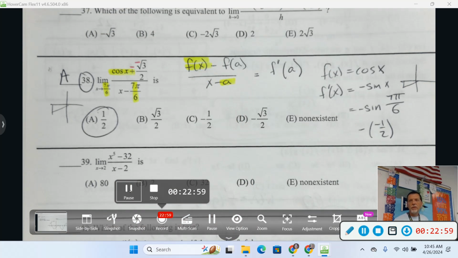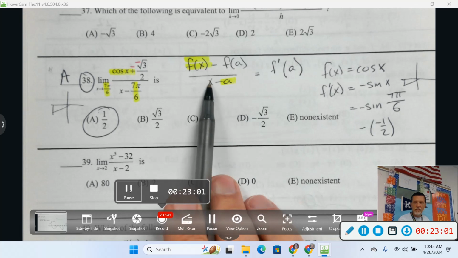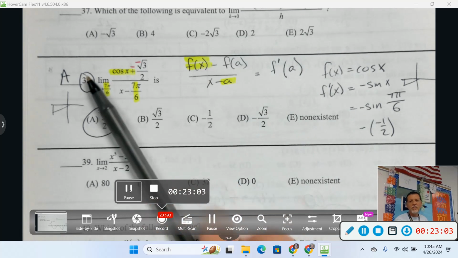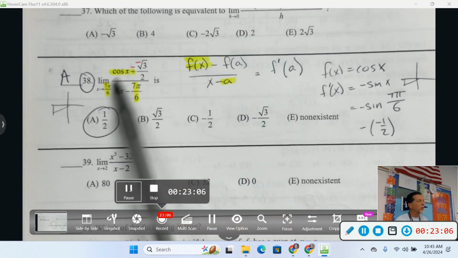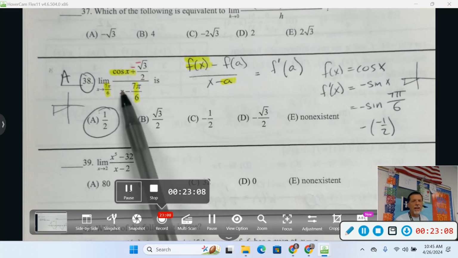That's a tricky one, because if you forget what the definition of a derivative looks like, then you're stuck and you're trying to do all sorts of limit tricks, none of which will work on that. You just have to know that that's a derivative.